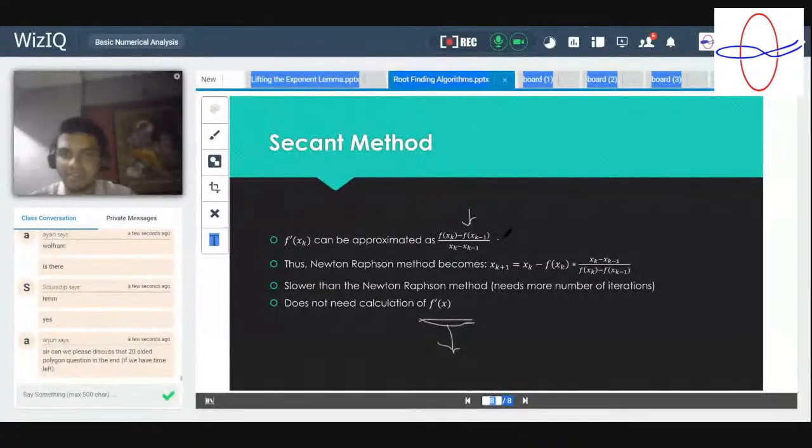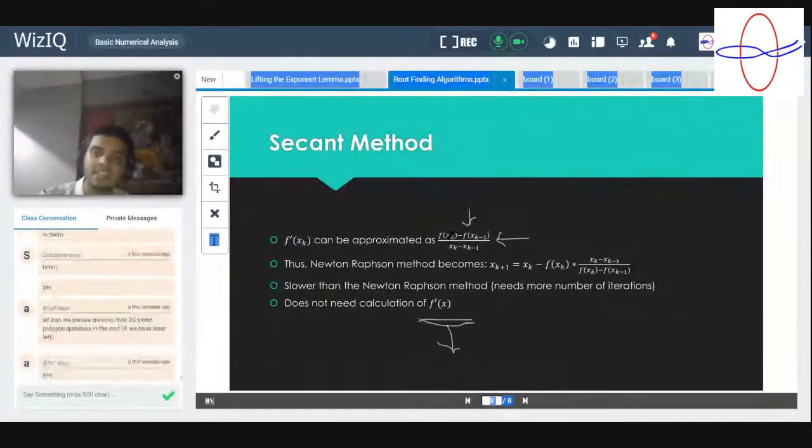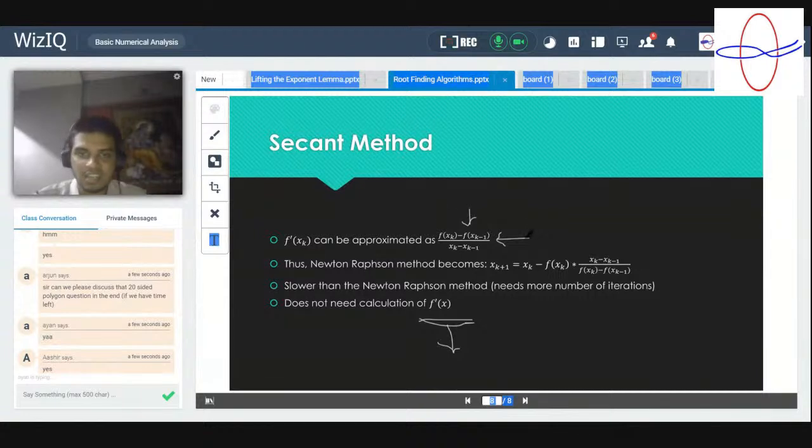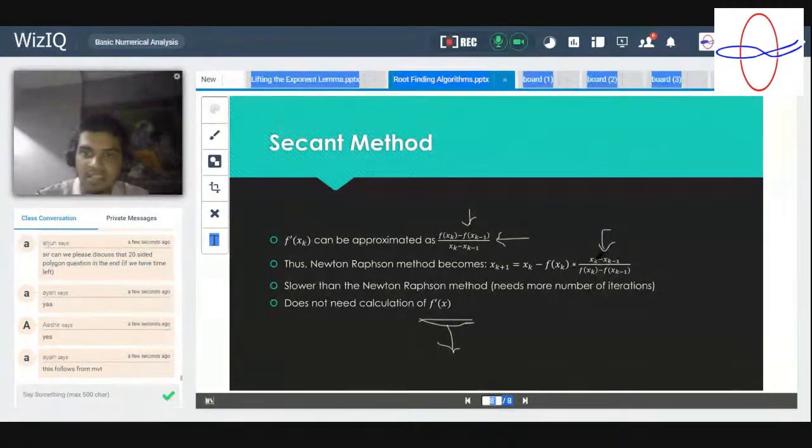For those who have taken calculus, this is pretty much what we do to define the derivative, except there we know for a fact that xk and xk minus 1 are extremely close. But we just assume that that is true and use this generalized formula. So then it becomes xk plus 1 is equal to xk minus f of xk into xk minus xk minus 1 upon f of xk minus f of xk minus 1.